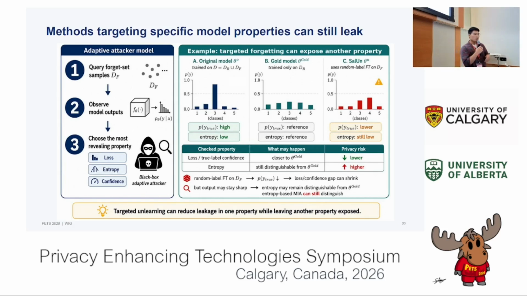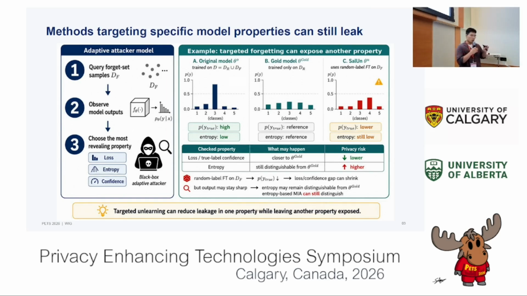Also for SalUn, SalUn uses random-label-based fine-tuning as its core mechanism. Given the forget set, it relabels the forget set using randomly chosen labels and fine-tunes the model using that relabeled forget set. So the probability of the true label of the forget set would be low because it was already trained to predict a different label. However, the entropy is still low because it still minimizes the cross-entropy loss.